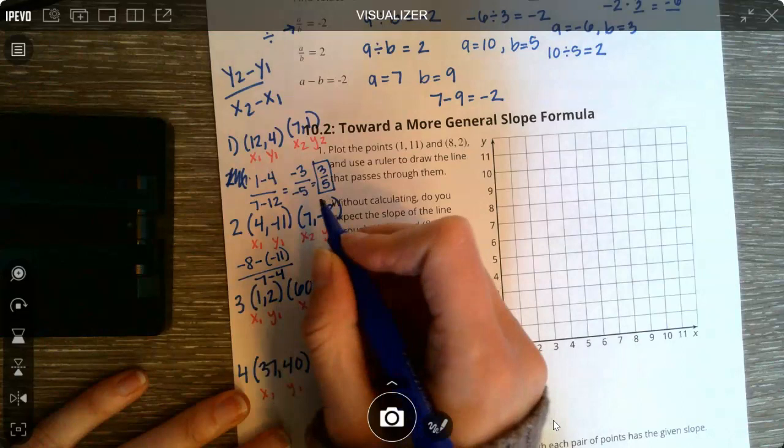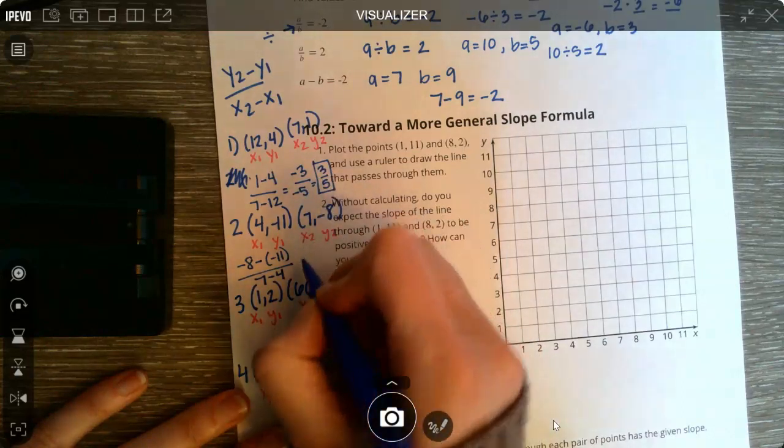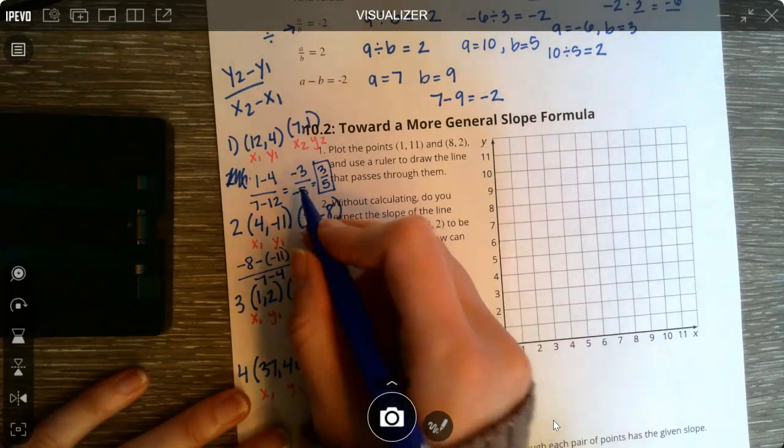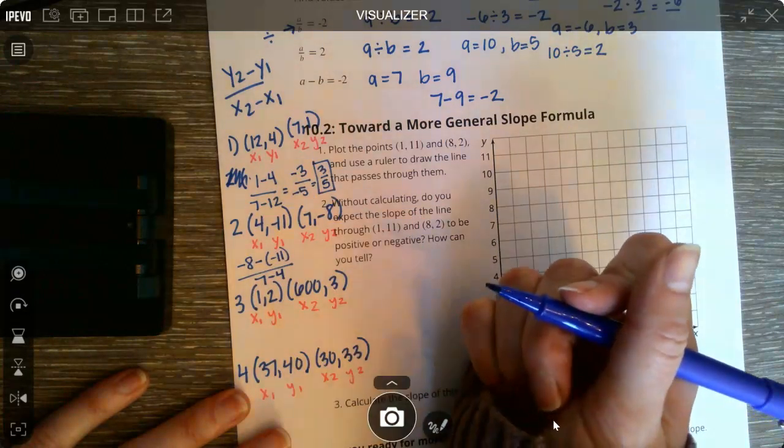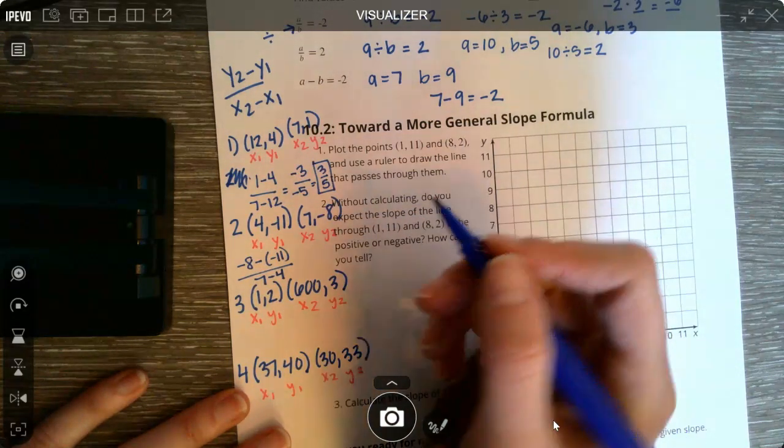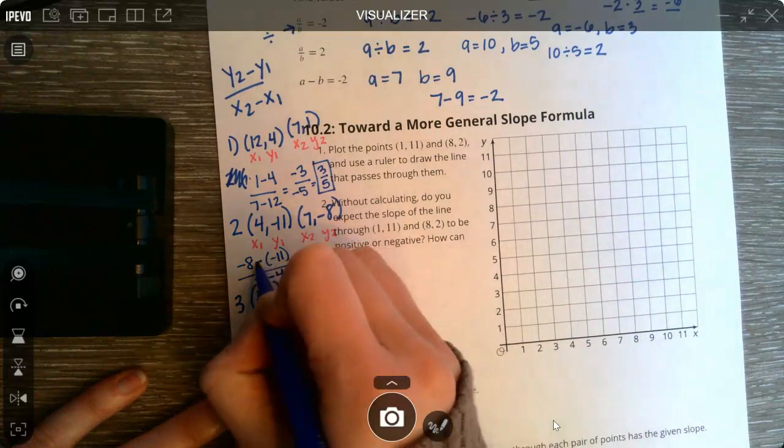Alright, so I'm starting to solve. I got 3/5 for the first one. Remember, if I have a negative over a negative, it's actually a positive. Negative divided by negative makes a positive. Okay, for the next one, I've got negative 8 minus the negative 11.